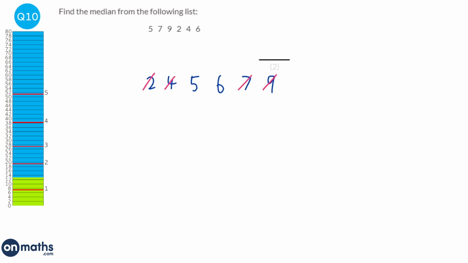Now, you see here that I can't cross out the smallest and largest because that will leave no numbers at all. So when you're left with 2 in the middle, all you need to do is add them together and divide by 2. So 5 plus 6 is 11. And 11 divided by 2 is 5.5. And if you look, 5.5 is exactly halfway between 5 and 6.